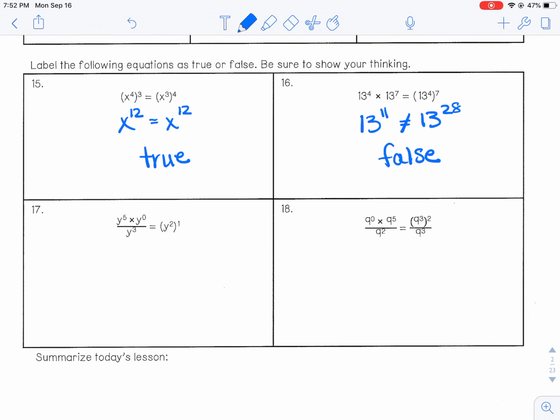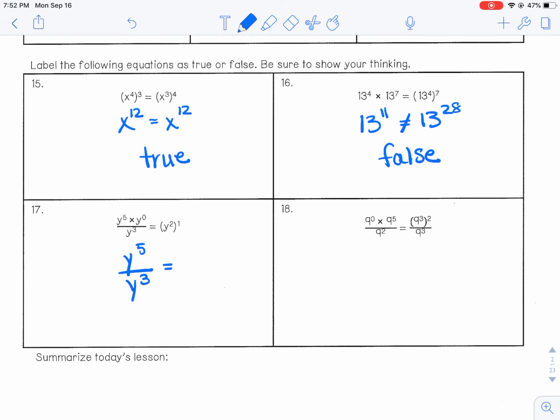Okay, let's see about this one. There's a few different things that we have to do. We need to simplify the numerator. So I have y to the 5th power times y to the 0 power. So I'm multiplying. Bases are the same, so I add those exponents, and that's going to give me y to the 5th. Okay, y to the 3rd stays on the bottom.